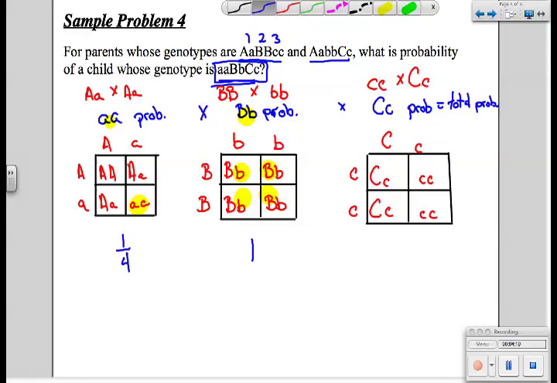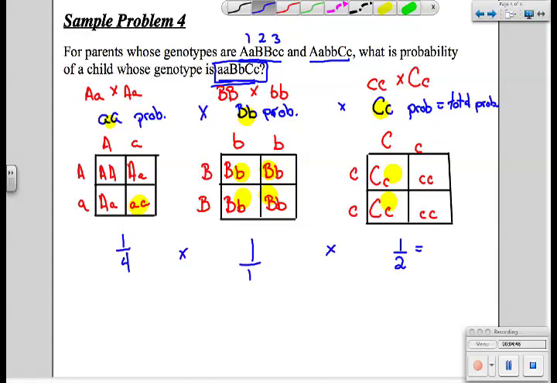Now let's consider the C's. For these two given parents, I want the heterozygous trait. Looking at my boxes, I see that 2 boxes have that heterozygous trait, which means that 1/2 of my boxes, or 2/4, will have that heterozygous outcome. That's the probability. Now I need to take the product of all of these.